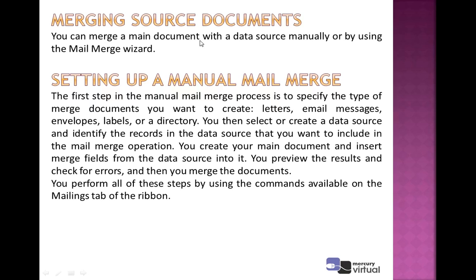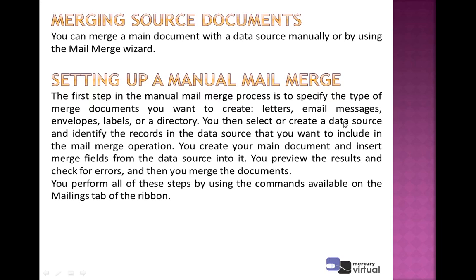You can merge a main document with the data source manually or by using the mail merge wizard. Now how to set up a manual mail merge. The first step in the manual mail merge is to specify the type of merge document you want to create, like letters, email messages, envelopes, labels or directories. Means there are 5 options.